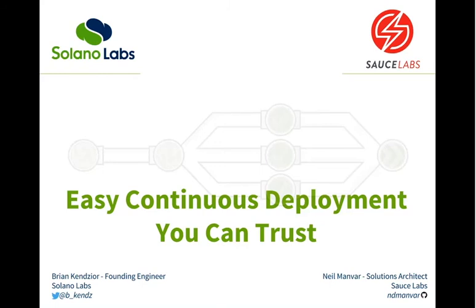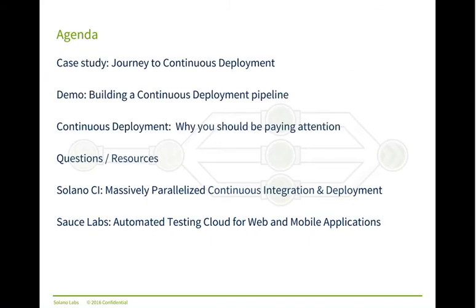Thanks for the introduction. Quickly, let's go through the agenda of what we're going to accomplish today. First, we're going to talk through a case study of a Sauce Labs and Solano CI joint customer and their journey to continuous deployment. And then we're going to go through a demo and actually show you the steps that you need to take to build a continuous deployment pipeline using Sauce Labs and Solano CI. Then we're going to give a retrospective on continuous deployment, why you should be paying attention to it, why it matters to you, and a lot of the benefits that you'll receive from using something like continuous deployment. And then we'll have about 15 minutes at the end for questions and a few extra slides about Solano CI and Sauce Labs.